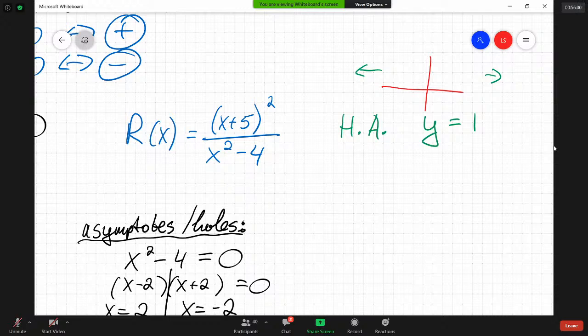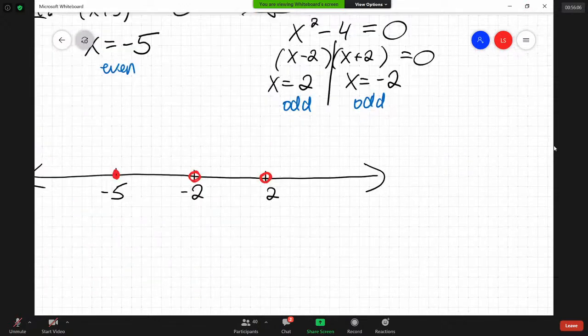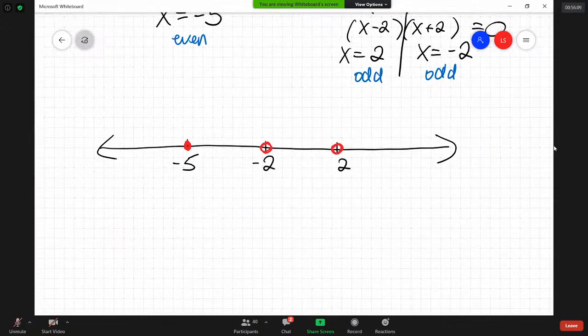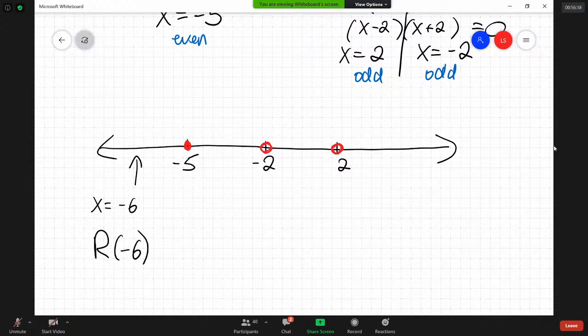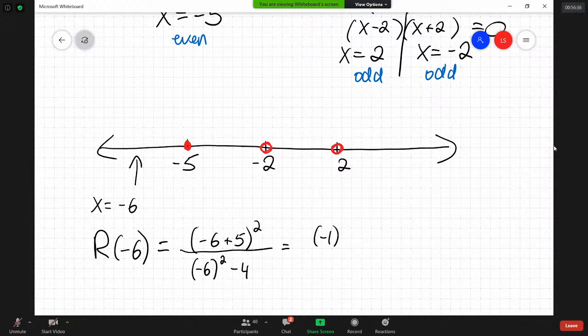That's what I meant, that you could still look at end behavior, but I think that's more complicated. I think it's quicker to just pick a point, plug it in, and see what we get. So let's pick a point in this region. Let's pick x equals -6, for example, plug it into our function. So my function tells me (-6 plus 5) squared over (-6) squared minus 4. This is (-1) squared. This is 36 minus 4, so this is 1 over 32.